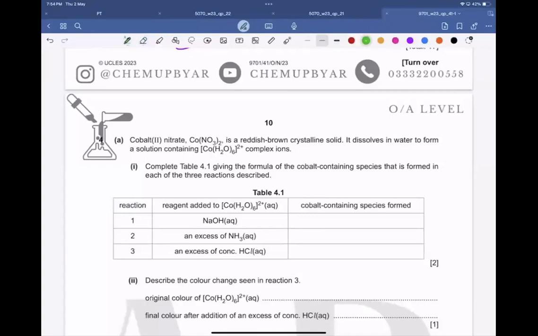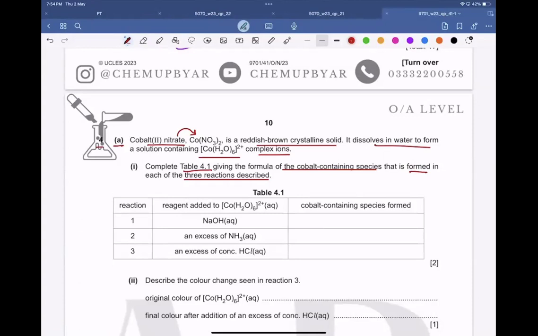Okay, so we are going to start with question number 4, part A. Cobalt 2 nitrate, with a formula, is a reddish brown crystalline solid. It dissolves in water to form a solution containing hexaaqua cobalt 2 complex ions. Complete table 4.1 giving the formula of the cobalt containing species that is formed in each of the 3 reactions described. If you recall, the reactions are exactly the same as when we add these reagents with the copper complexes that we have studied in the classes.